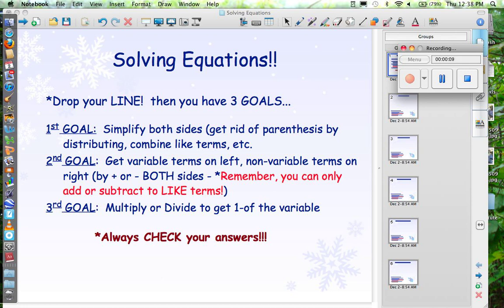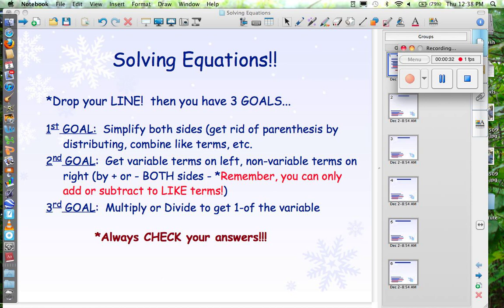Wrong. Alright, so hopefully you already copied down this slide about solving equations. You may or may not know what "drop your line" means. It's just something that I kind of made up to help students understand that there's two sides of an equation. Okay? So hopefully you already have this copied down, but basically you're always going to drop a line, and I'll show you that in a second. And then you've got three goals.